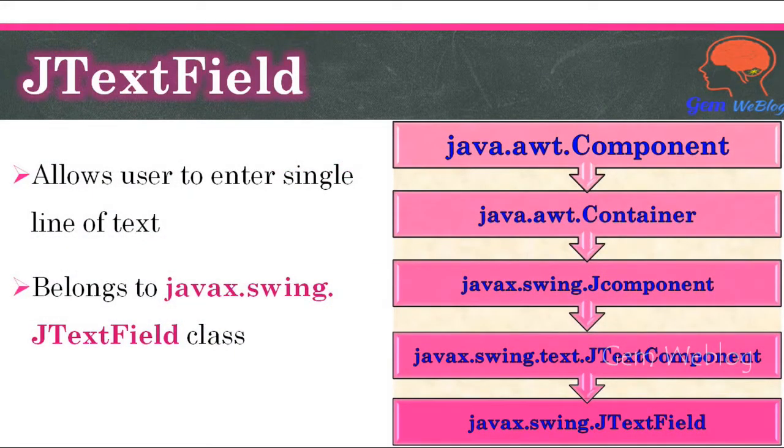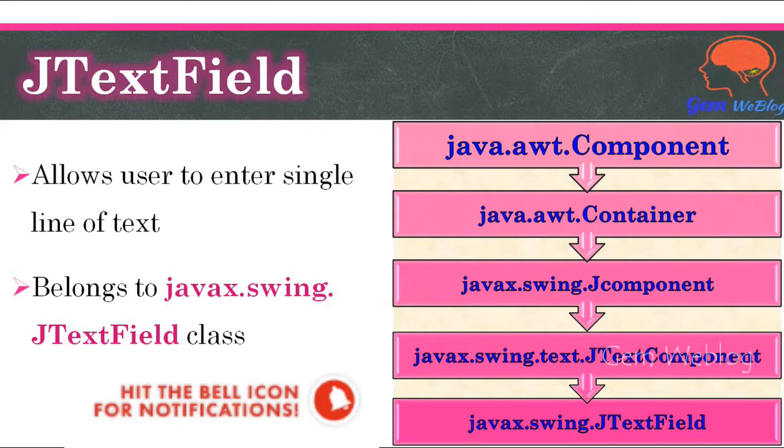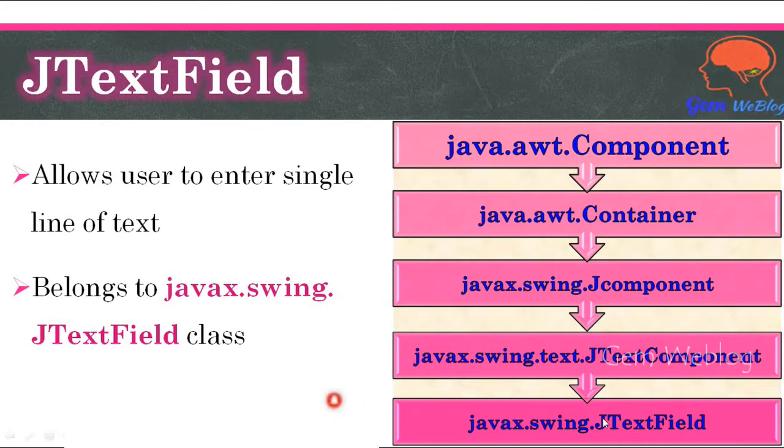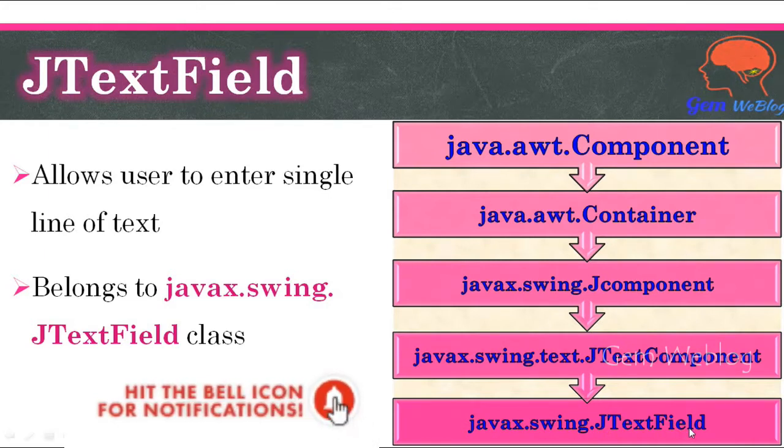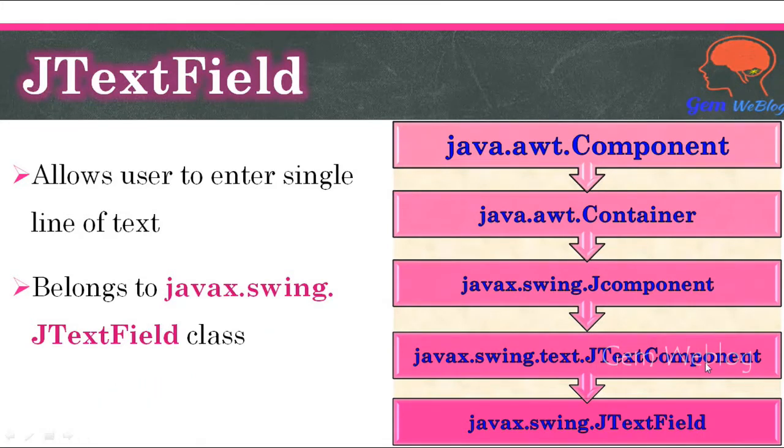A text field is a text component that allows the user to enter a single line of text. It belongs to the javax.swing package. When it comes to the class hierarchy, JTextField has been derived from JTextComponent, which has been derived from JComponent, and then from Container, and then from Component.